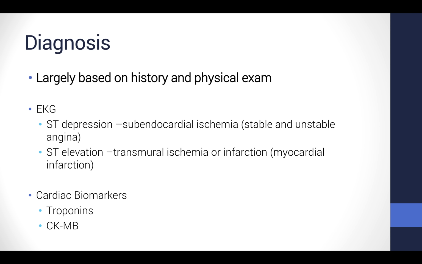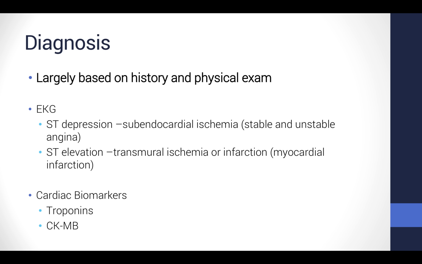The first is an EKG. Now, I'm not going to go into a lot of detail about the EKG, but when we're thinking about ischemic heart disease, we're looking for two findings, one or the other, when we do an EKG. The first is ST depression. I'll go through what that looks like in the next slide, but ST depression is indicative of subendocardial ischemia, which is the case in stable and unstable angina. So it's just a reflection of a temporary reversible injury that's happening beneath the endocardial layers of the muscle.